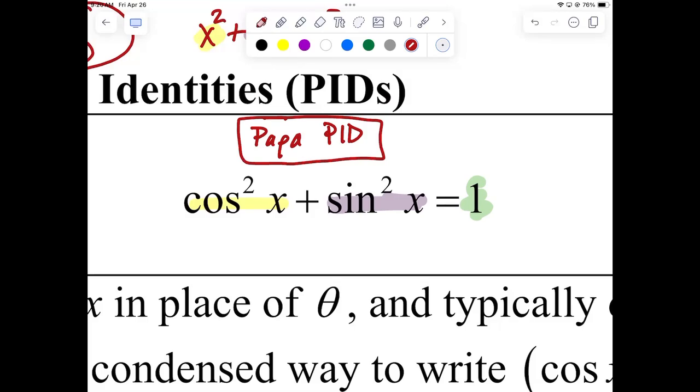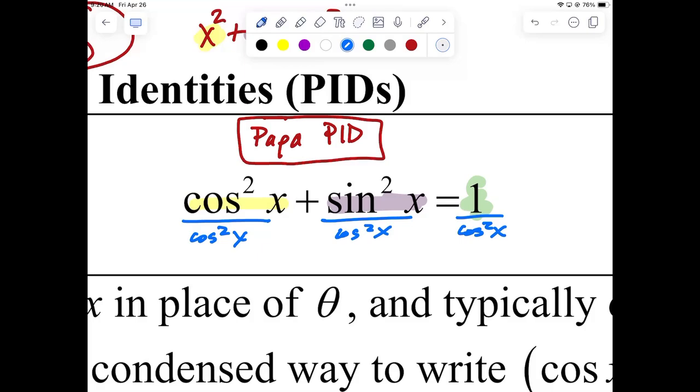How do we get the first baby pid then? Well, the first baby pid comes from if we divide everything through by cosine squared of x. Okay, we could do that. Once it's an identity, we're allowed to manipulate it algebraically. If we're proving that it's an identity, then we've got to work each side separately.